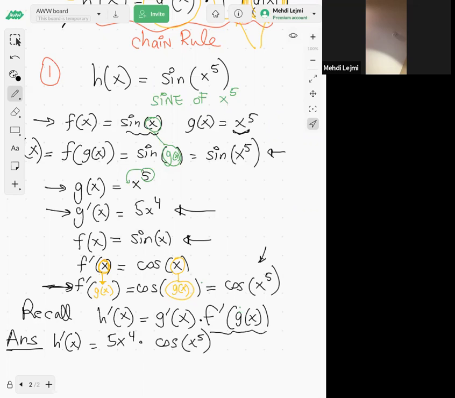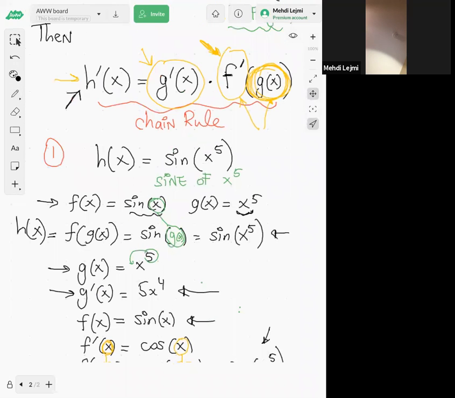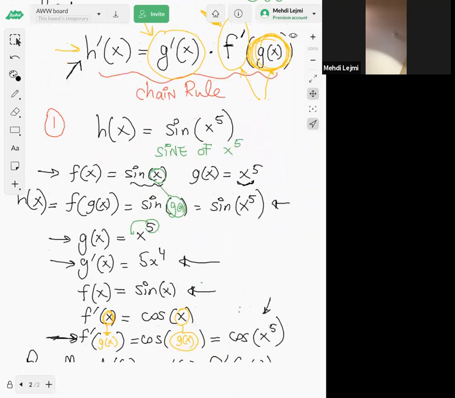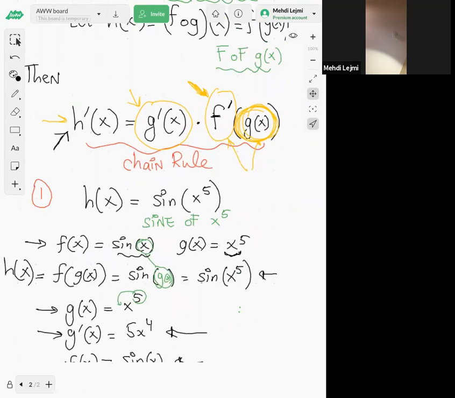Please, guys, feel free to interrupt me if you have questions. Don't be shy. But anyway, you need to know how to apply the chain rule. But the thing is, with this chain rule, you need to figure out what f and g are, because they are not given in the problem.